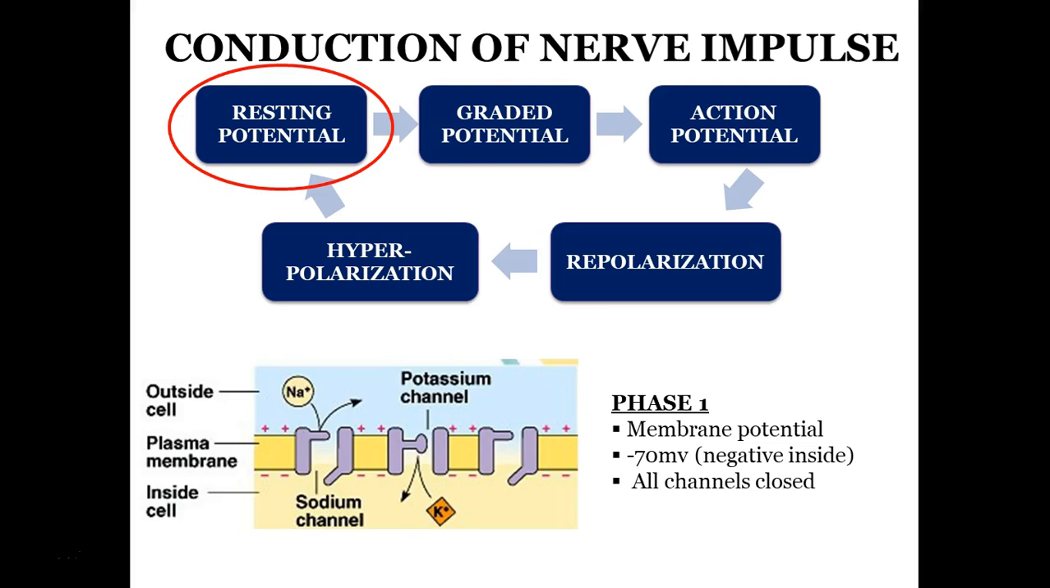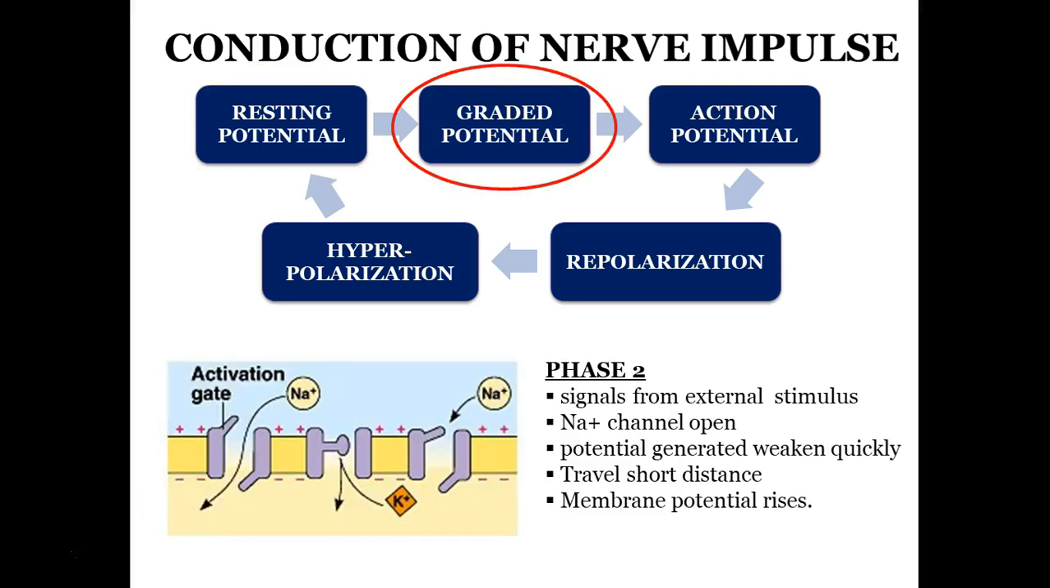So when a cell is at rest, this resting potential is maintained, and all the channels, which are basically gateways for the ions to cross the membrane, are closed at this phase, right? Now the next phase is the graded potential.